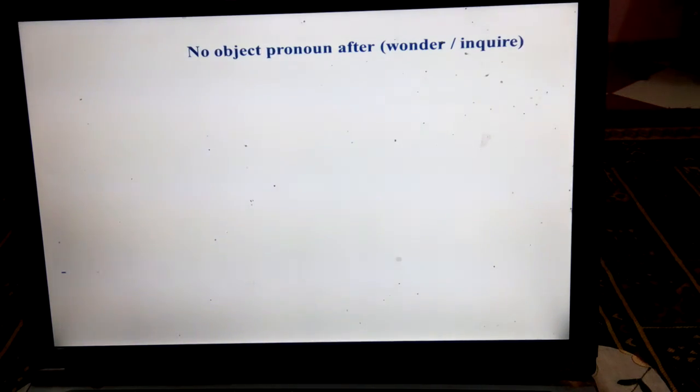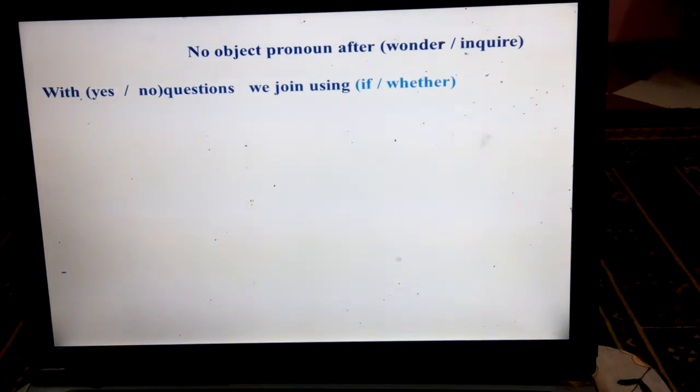Remember that there is no object pronoun after wonder or inquire. Wonder means the same as inquire. With yes/no questions we join using if or whether. The question that we answer with yes or no, we use if or whether to connect the two sentences and make an indirect question.